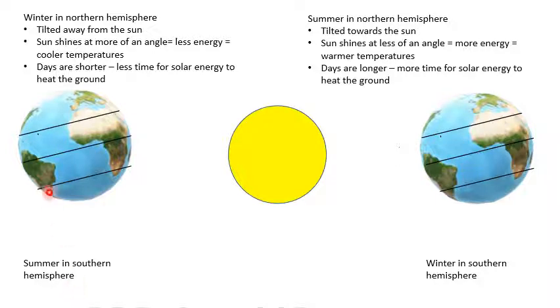This is why when we get winter in the UK, you will have the summer period in places like Australia and New Zealand, and vice versa. When it's summer in the UK, it will be winter in Australia and New Zealand. And the whole reason for that is down to this axial tilt.